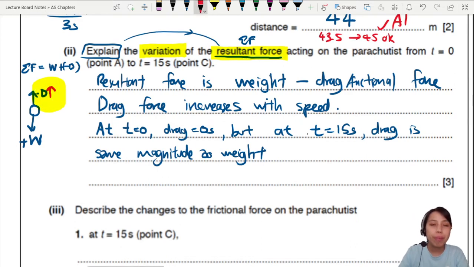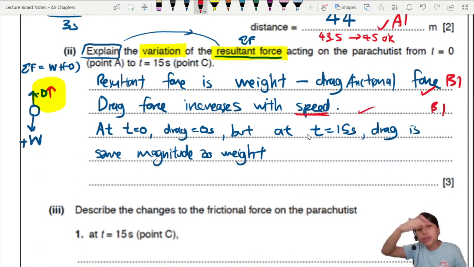Okay, so these also happen to be the 3 main points. Your points can be in a different order as long as you talk about these 3 main points. So who forms the resultant force? What affects the resultant force, which is speed? And lastly, how does the resultant force change due to drag? So drag is the one changing here.